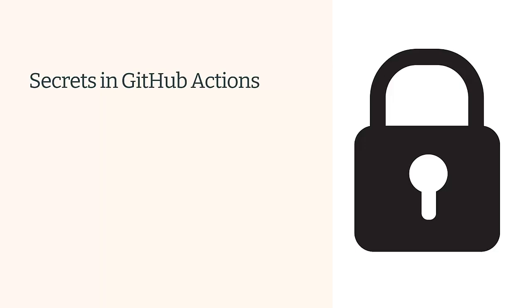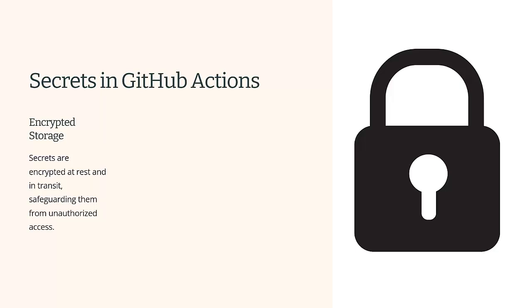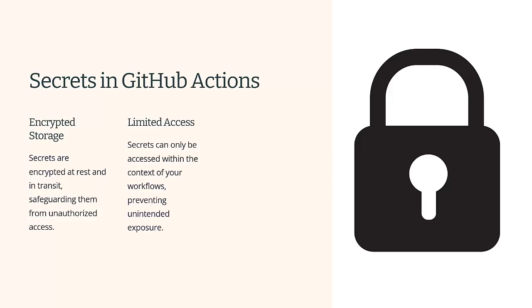Secrets in GitHub Actions are encrypted variables that store sensitive information. This could be an API key, database password or token that you don't want to expose in your code. These are the key features of GitHub Secrets. Encrypted storage: secrets are encrypted at rest and in transit. Limited access: secrets can only be accessed within the context of your workflow, preventing unintended exposures. Log masking: secrets are masked in logs, reducing the risk of accidental exposure.